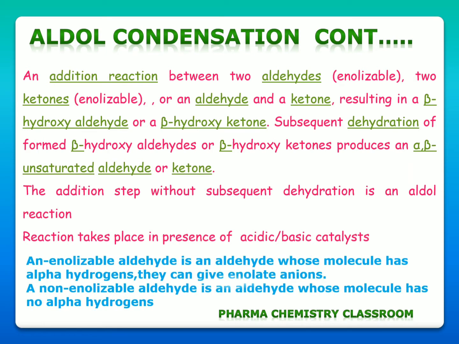We must understand what is the meaning of enolisable aldehydes or enolisable ketones. These are aldehydes or ketones which have alpha hydrogens, and these alpha hydrogens can be abstracted or taken away by a base to give enolate anions. Non-enolisable aldehydes or non-enolisable ketones do not contain alpha hydrogens.